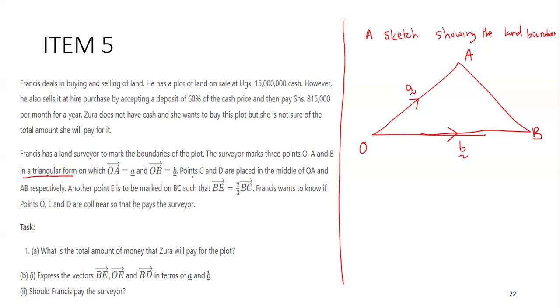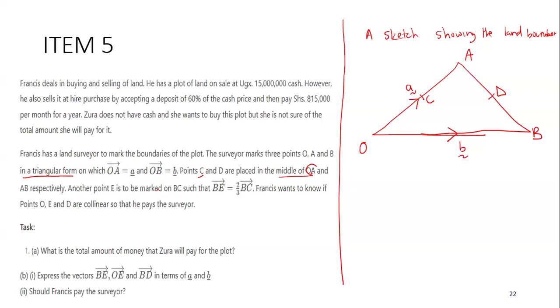Then from there, points C and D are placed in the middle of OA and AB respectively, meaning that OA goes with C. So I'll come here in the middle, I put point C. Then D is along AB. So this is the AB, and I'm going to come here and I put my point D. It's also in the middle of A to B.